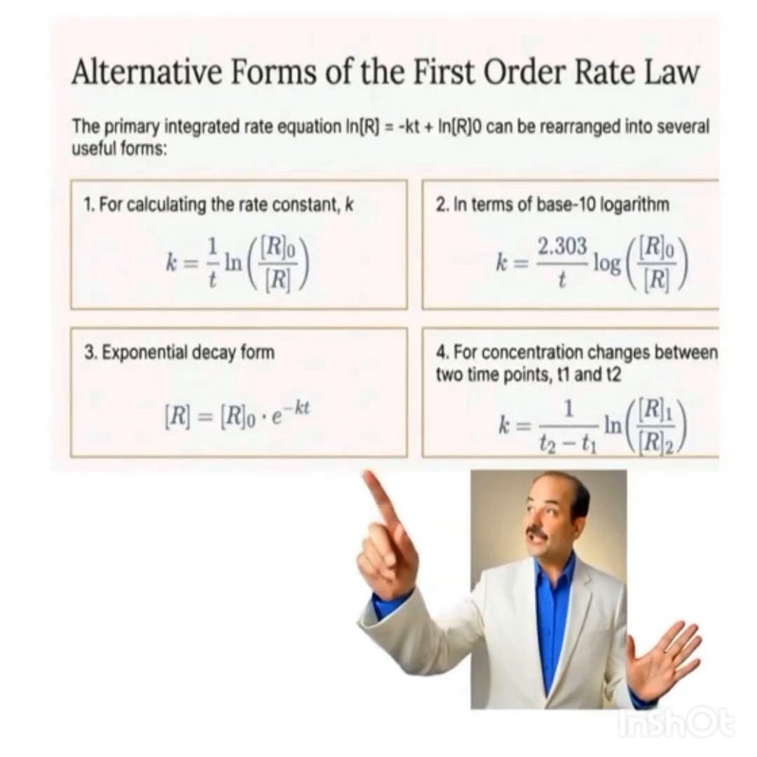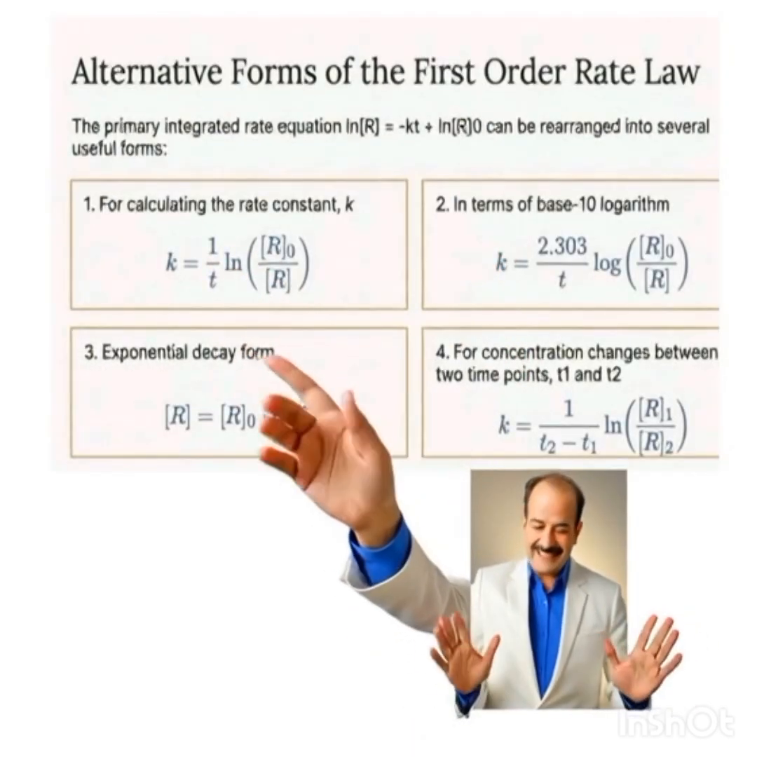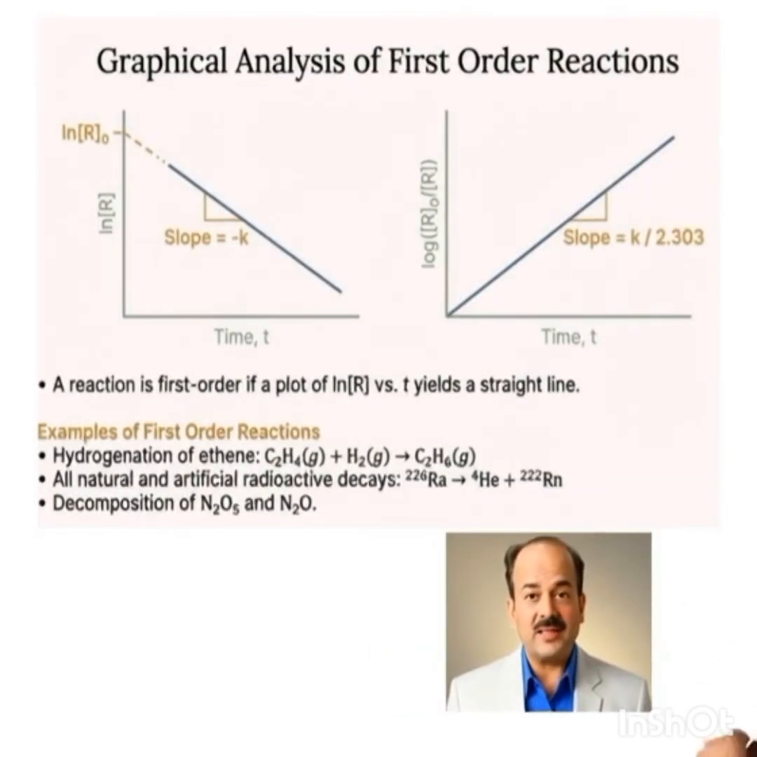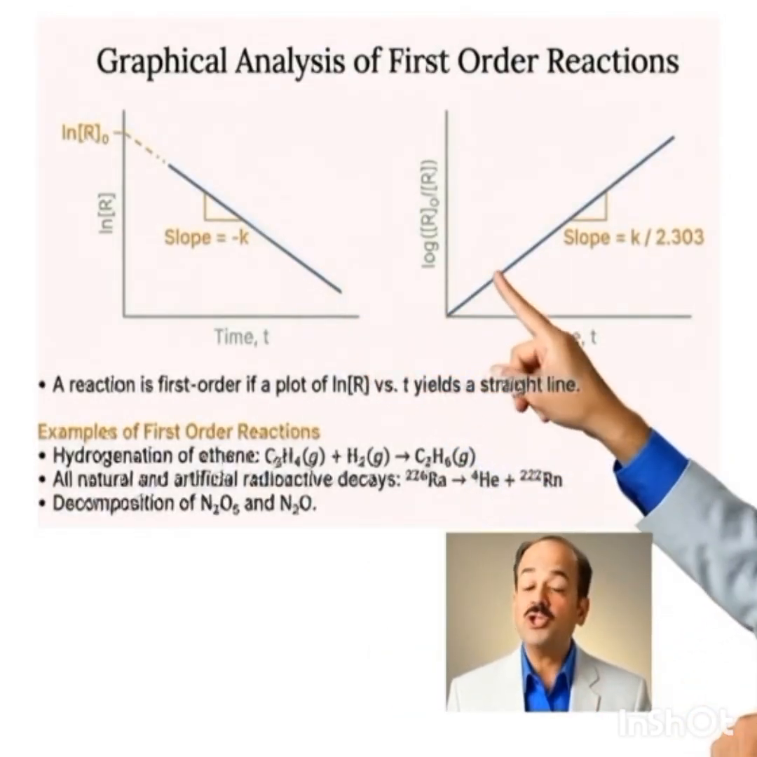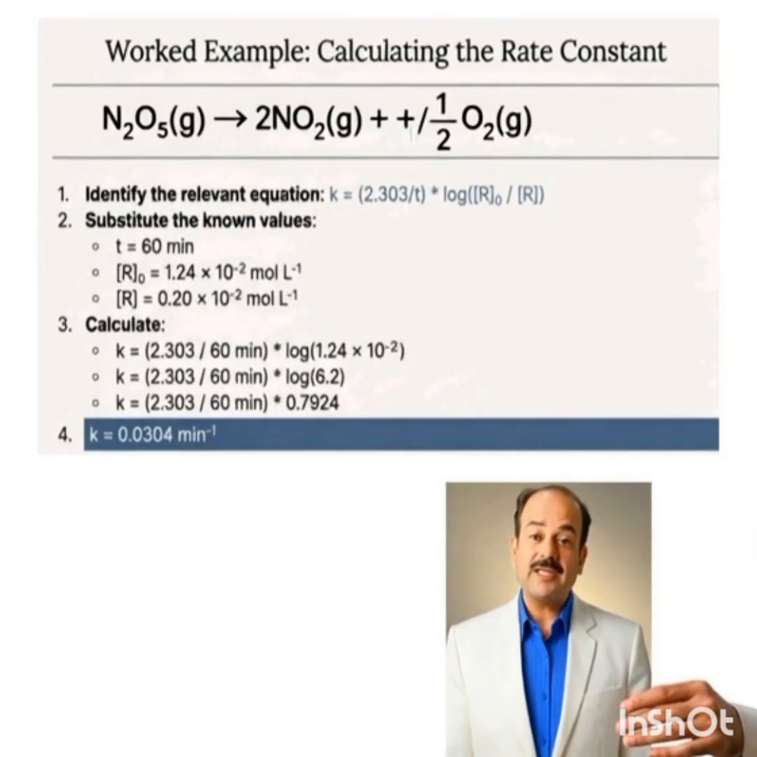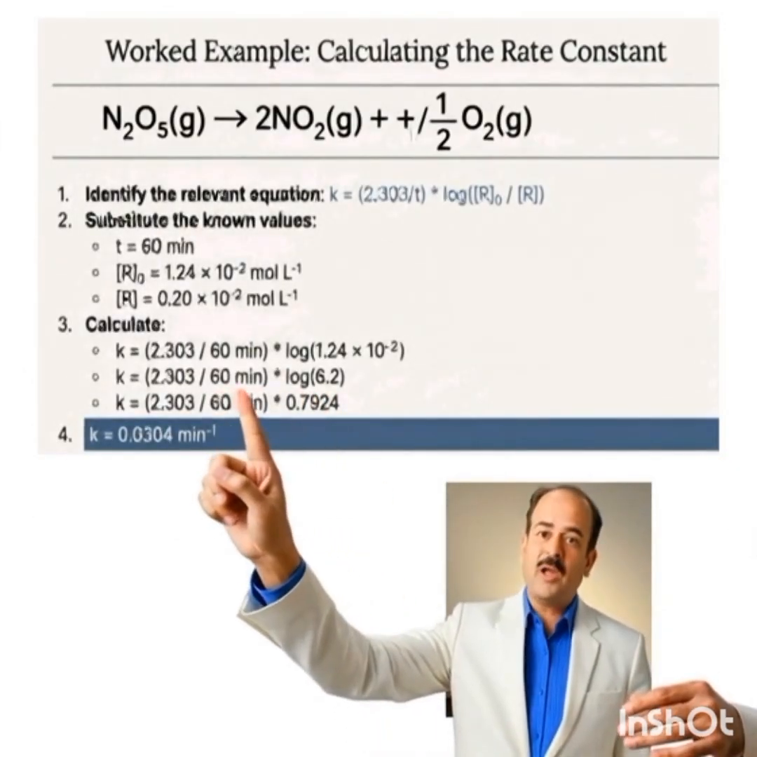Let's look at alternative forms of the first order rate law. First, for the rate constant k, we use this form. Next, the base 10 logarithm form. In first order reactions, the graph of natural log of reactant concentration versus time is a straight line. The slope is negative k. This is a worked example for calculating the rate constant of a first order reaction.